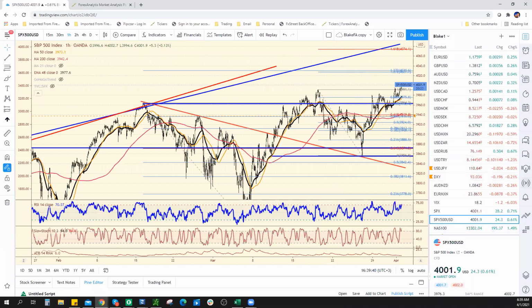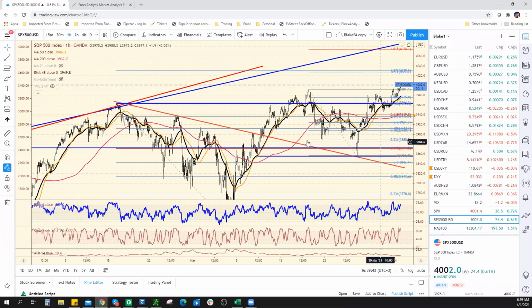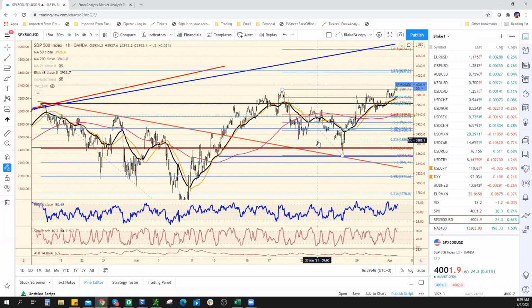But at what point do we hit some resistance? I think we're probably closing in on it. But it is a day before non-farm payroll. We do have a jobs report.